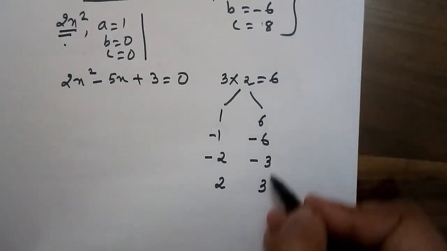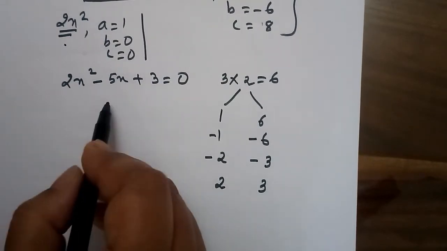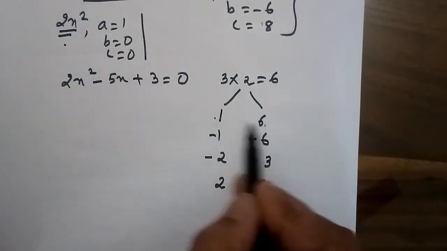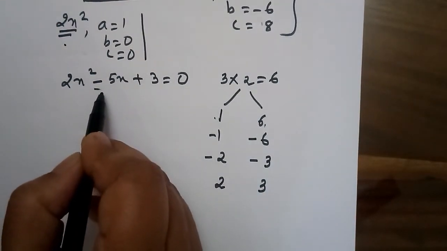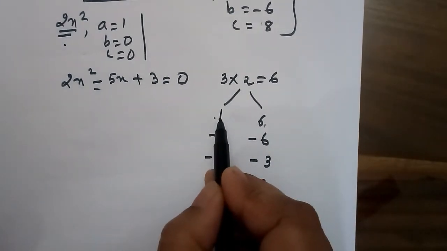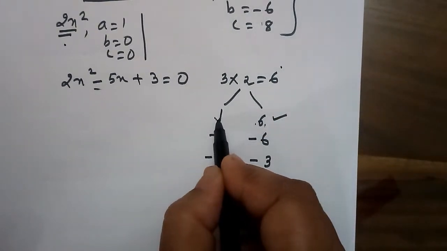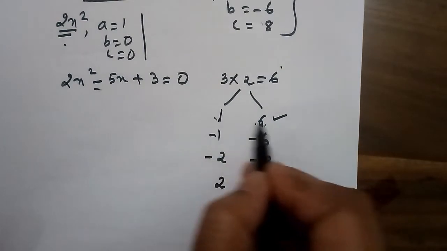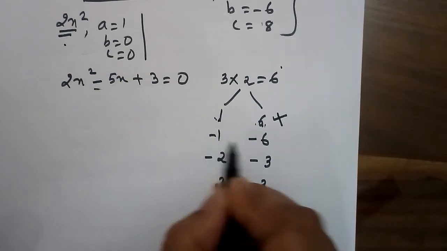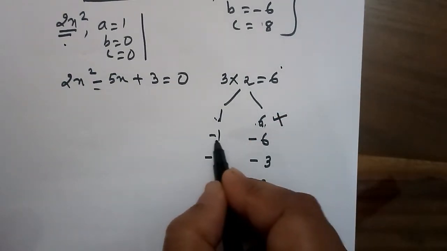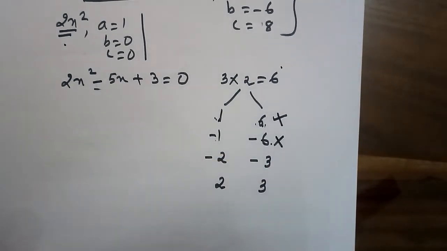Now out of these possibilities, how do I decide which one is going to fit? The condition is, when you multiply the two factors, you should get 6, and when you add them, you should get the middle number. The middle number over here is minus 5. Suppose I take 1 and 6. 1 into 6 is giving me 6, but 1 plus 6 is not giving me minus 5, it is giving me 7. So I rule it out. Next is minus 1 and minus 6. When I multiply them, I again get plus 6, but when I add them, I get minus 7, but I require minus 5, so I cancel them out also.